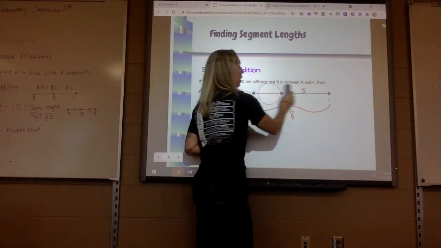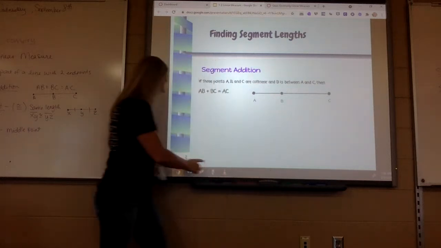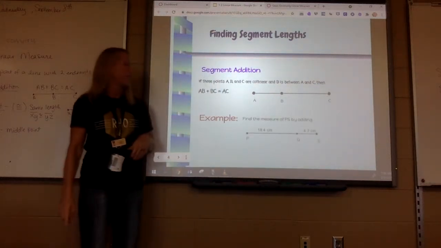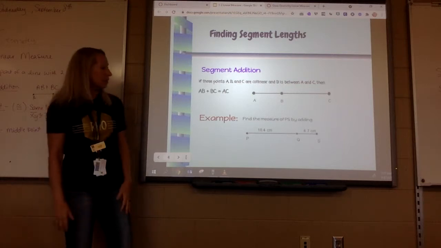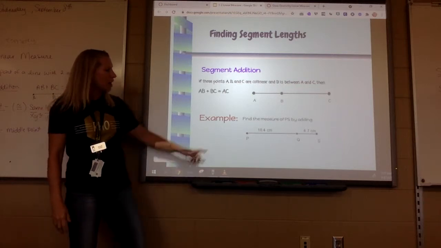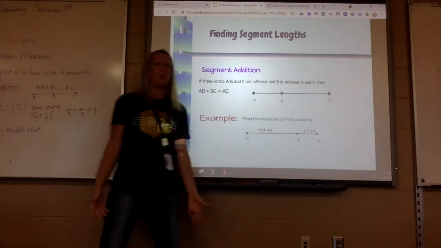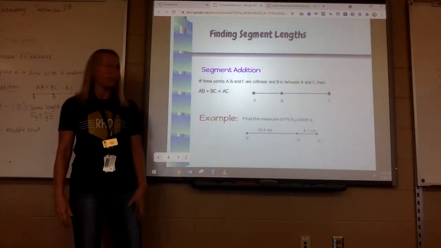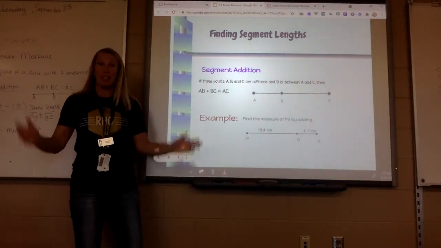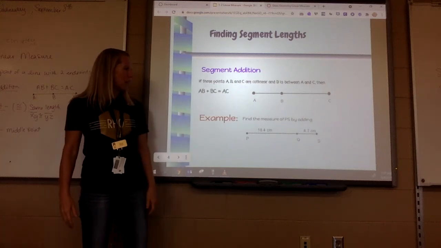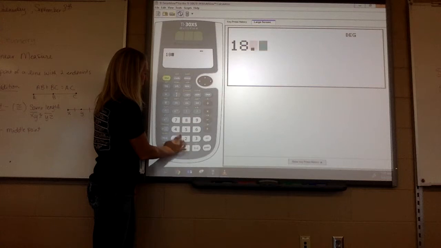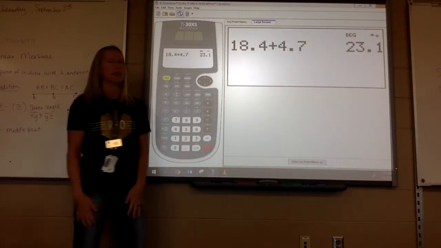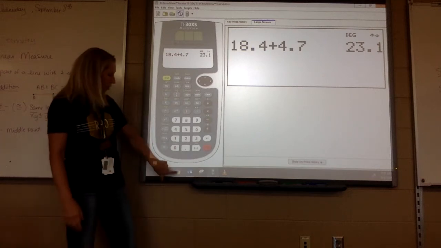You're going to have some problems that are that simple, at least I hope. So how could I find the length of PS? What would I do to get that full length? Add PQ to SQ. That's right. I would add PQ and SQ together. So 18.4 plus 4.7. I can't do that in my head. So 23.1.